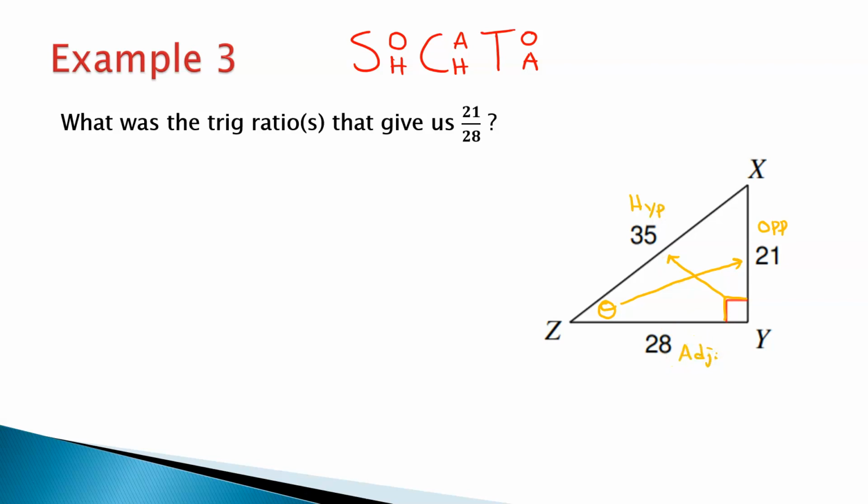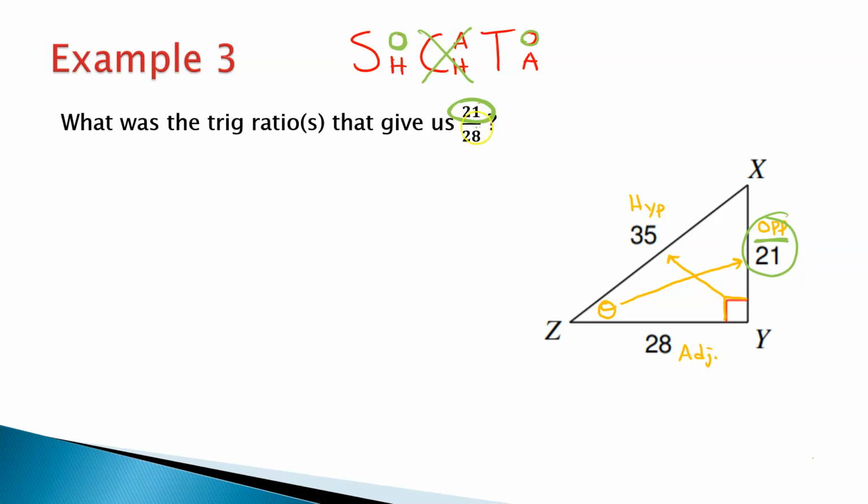Again, a couple of these things will switch when I put my reference angle over here for the second time on angle X. All right, let's look at the fraction that they wanted us to get. 21. Let me focus on that 21 first. If I find it, that says opposite. Which of these has opposite up above? Well, sine and tangent. So it's going to be one of those 2. We can already cancel out cosine. It's not going to be cosine.